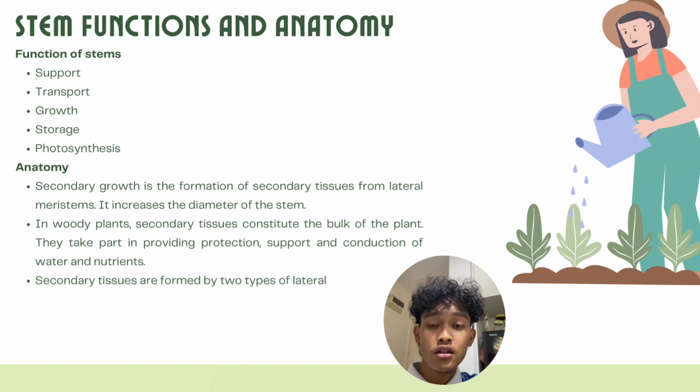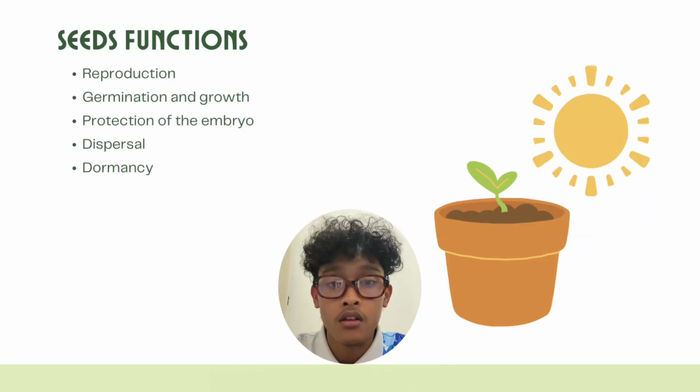Secondary tissues are formed by two types of lateral meristem, vascular cambium and cork cambium. Vascular cambium produces secondary vascular tissues, while cork cambium forms periderm. And secondary growth occurs in dicots, such as trees and also shrubs.